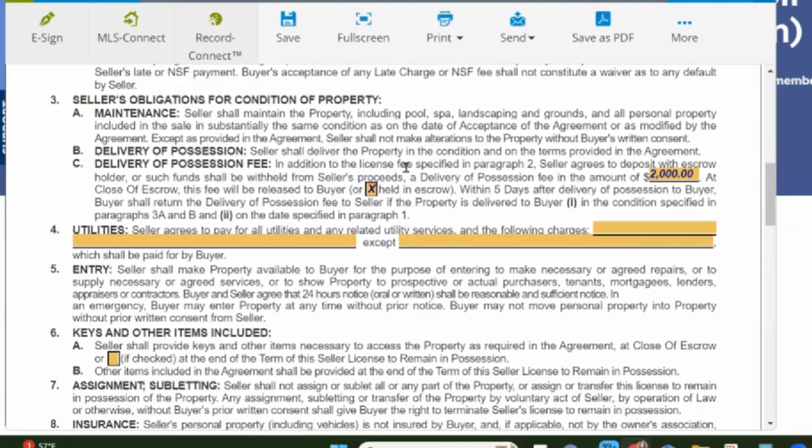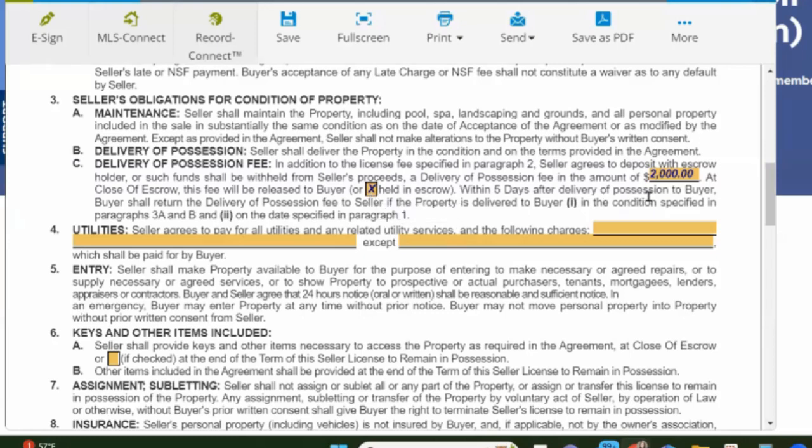The delivery of possession fee. Delivery of possession, so again, in the same condition and terms provided in the purchase agreement. And then there's a delivery of possession fee. Now, I do like this fee. This is kind of like a security deposit. So the seller is going to leave, let's say, $2,000 in escrow, and this is the box I would mark where it says held in escrow.